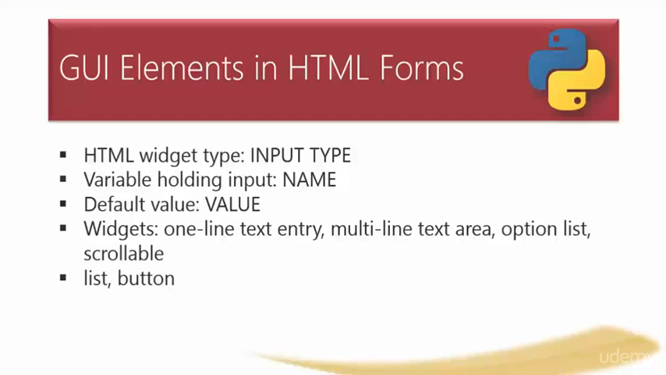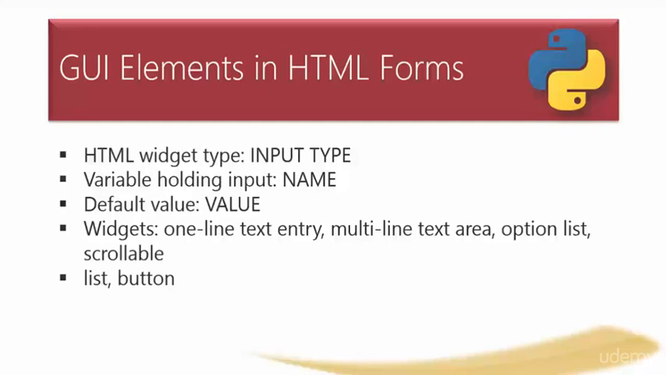So the HTML widget type is simply the input type, and we use these tags. The variable holding input is the name. The default value is value. For widgets, you can have a one-line text entry, or multiple-line text area. You can create option lists that are scrollable horizontally or vertically. And you can also create lists or buttons. So with HTML, of course, the sky's the limit of how you'd like to customize your web page.